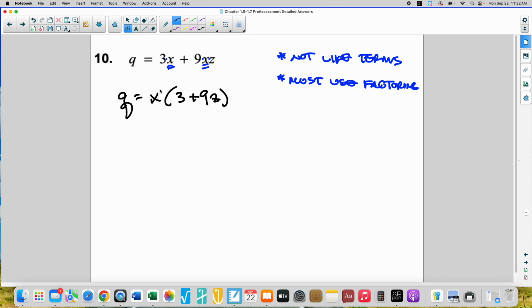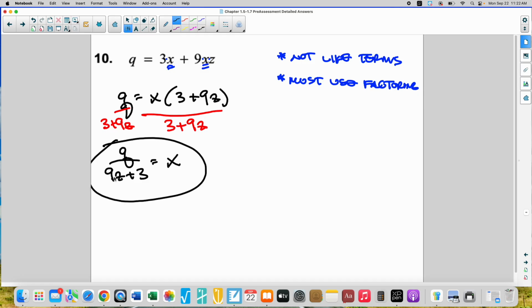Now it's multiplying. We're trying to isolate x. It's being multiplied, so the inverse of multiplying by this quantity is dividing by this quantity. Divide by 3 plus 9z. We get q over, and I'm going to write 9z plus 3 equals x. I'm going to write it with my variable before my constant.